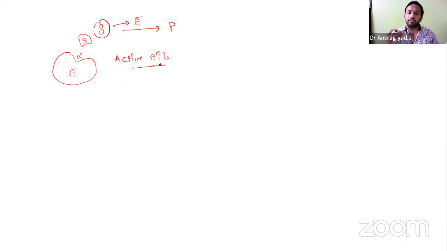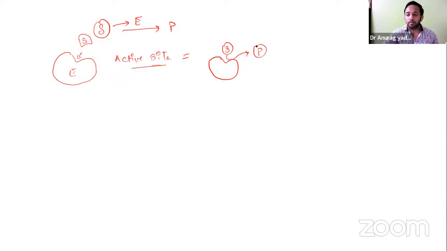There should be some interaction between the both. That interaction is not anywhere on the surface. It is a very specific site. What site? That is called as active site. So active site is nothing but a small cleft over the surface of the enzyme where substrate can bind and convert it into a product. So that is called as active site.